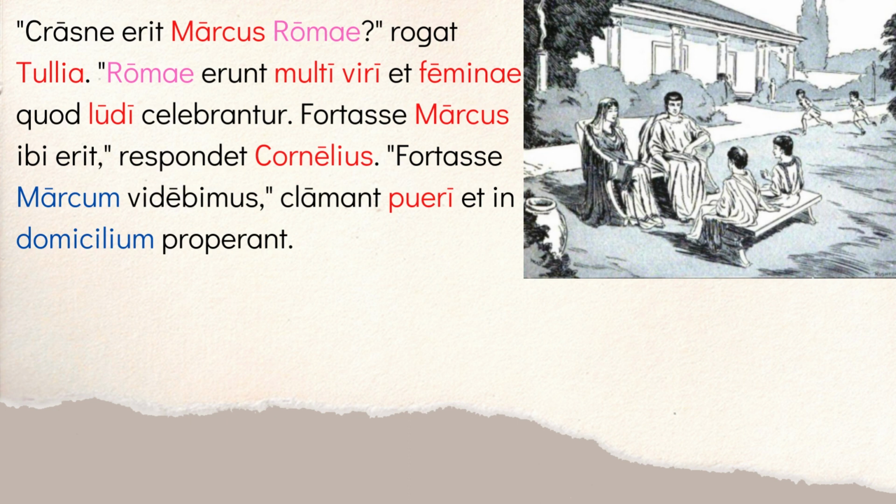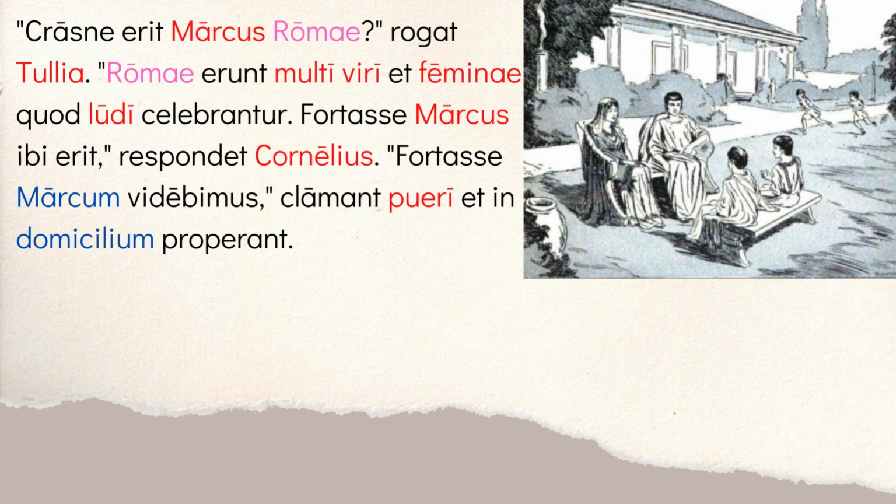Then you have "Romae erunt multi viri et feminae quod ludi celebrantur." Right? So this is the response from Cornelius. He says, in Rome, there will be, erunt, multi viri et feminae, many men and women, right? There will be many men and women because the ludi, the games, are being celebrated. So she says, hey, will Marcus be there? And he says, well, there's going to be a lot of people there because the games are being celebrated. "Fortasse Marcus ibi erit," responded Cornelius. Perhaps, fortasse, Marcus will be there, ibi erit, right? So he says, a lot of people are going to be there. Maybe Marcus will, right? Maybe we'll see him.